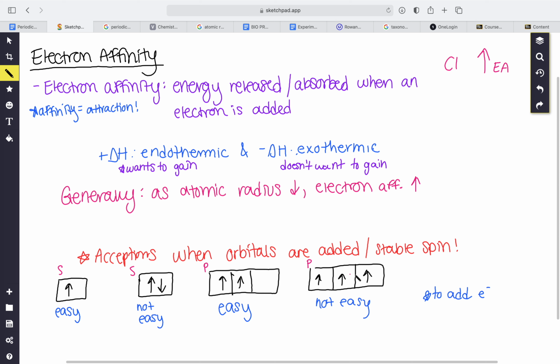And then down here, same thing as I talked about before. Again, it's up, up, up. It's already stable. It's not going to want to add those electrons. So if we put one here, it's not going to be happy. So it's going to be less easy, meaning that the electron affinity is going to be down, or exothermic, or 0, or close to 0, something like that, right? It's going to be lower.